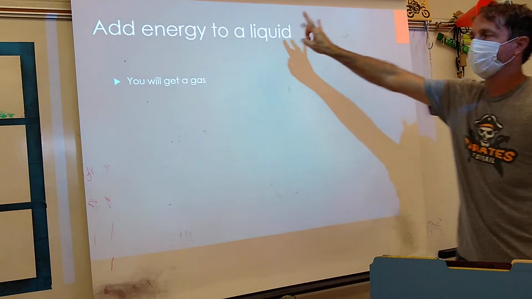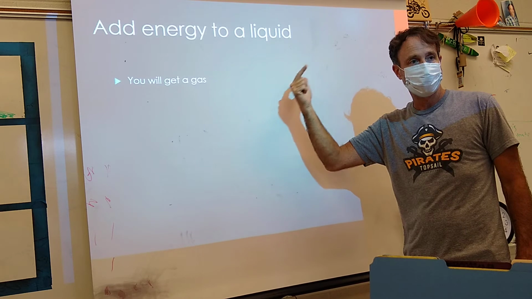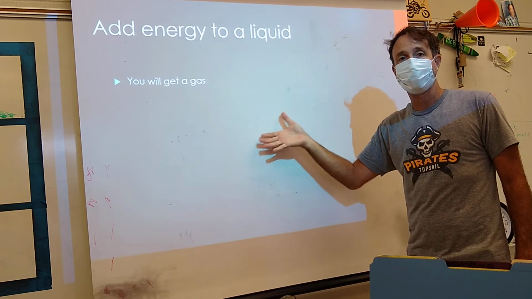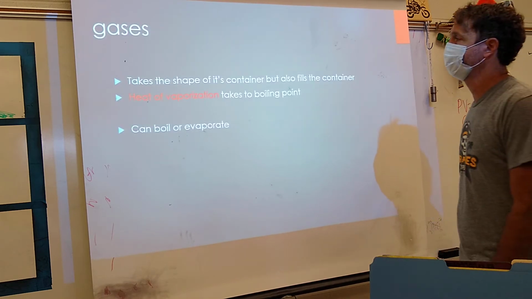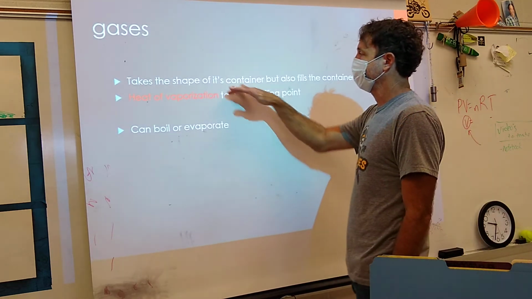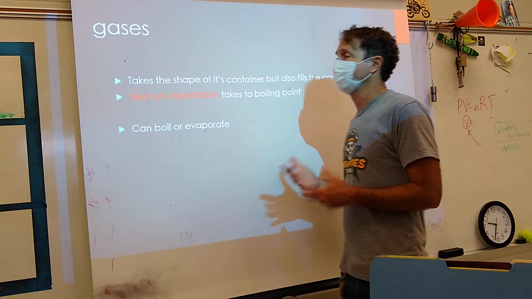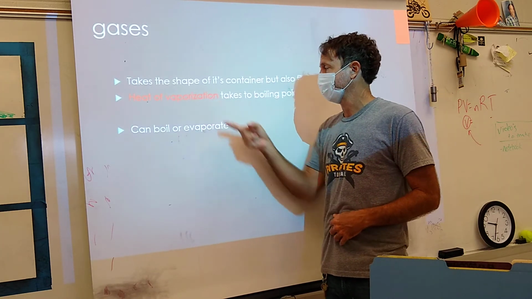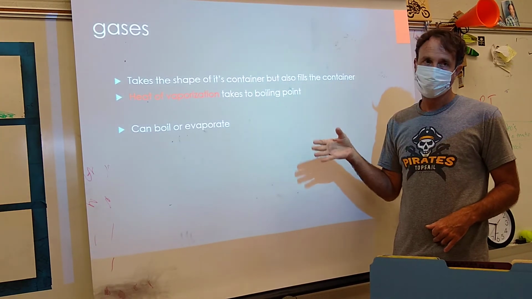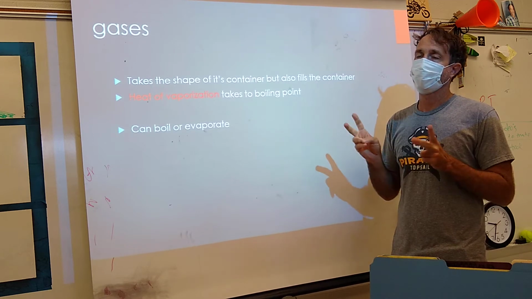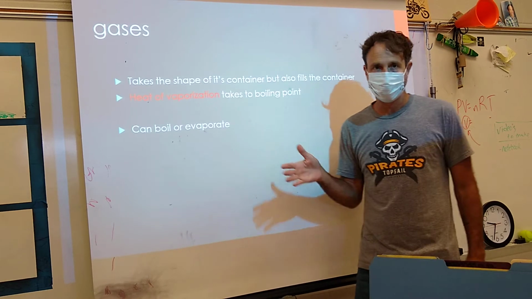Okay, now if you add energy to a liquid, you will get what's the state of matter higher than liquid? Gas. So if you add energy to a liquid, you'll get a gas. Gases take the shape of the container and they also fill the container. And the amount of energy needed is called the heat of vaporization. Okay? The heat of vaporization brings you to the boiling point. Okay? There's 2 ways to turn a liquid to a gas. One is boiling, the other is evaporating.